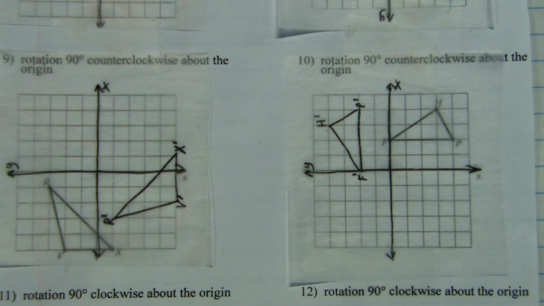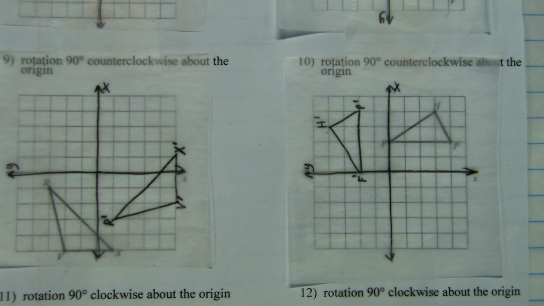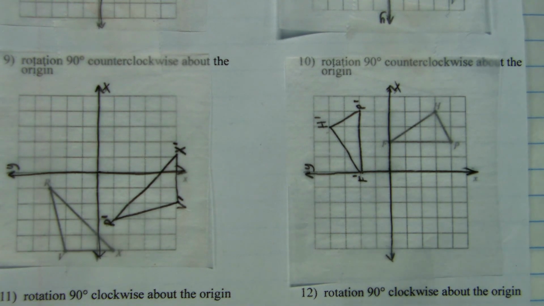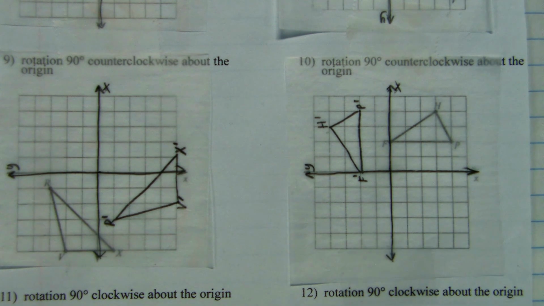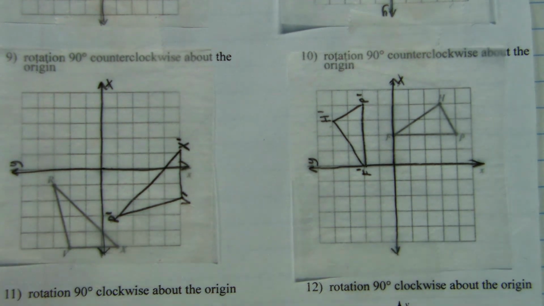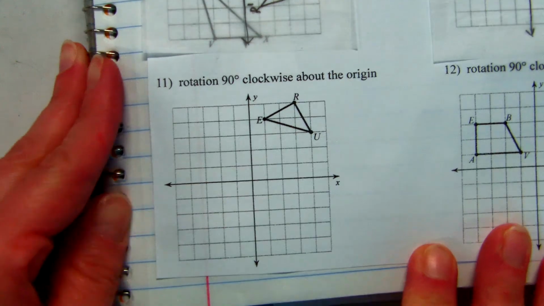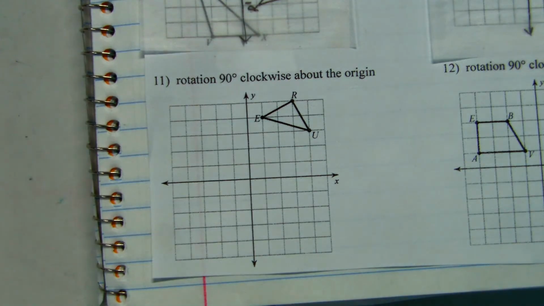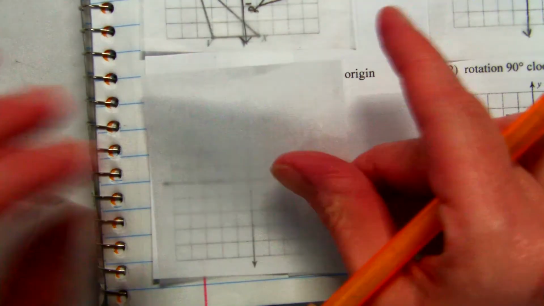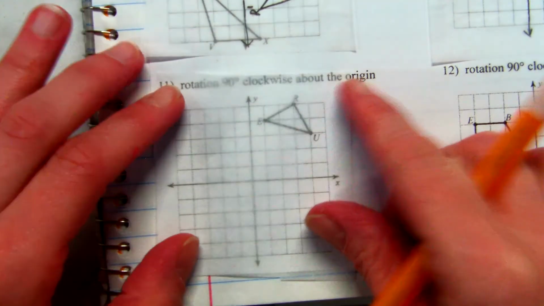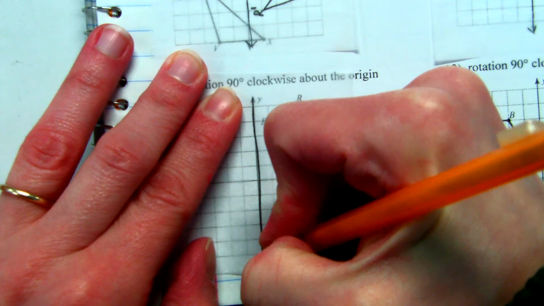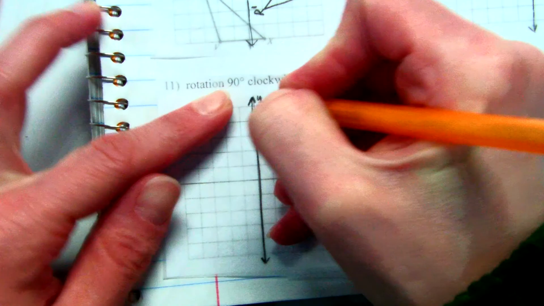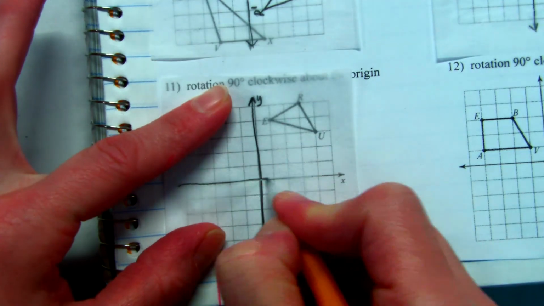Okay, so on number 11 and 12, we actually get to do some clockwise. Yay! Are you guys ready? Am I going too fast? Let's do 20,000 please. I like rotations. I think they're my favorite. Let's just do this over here.